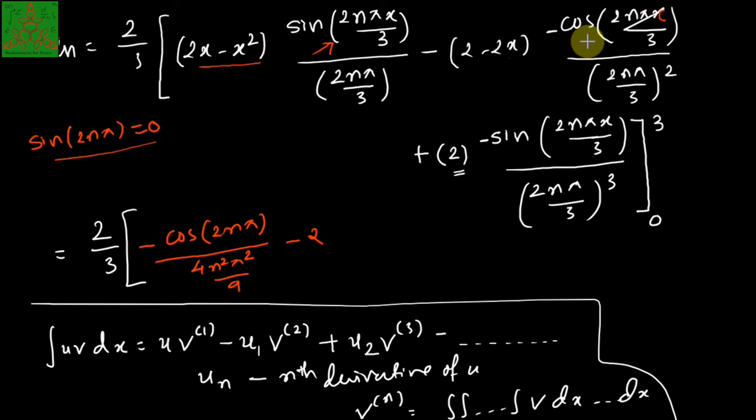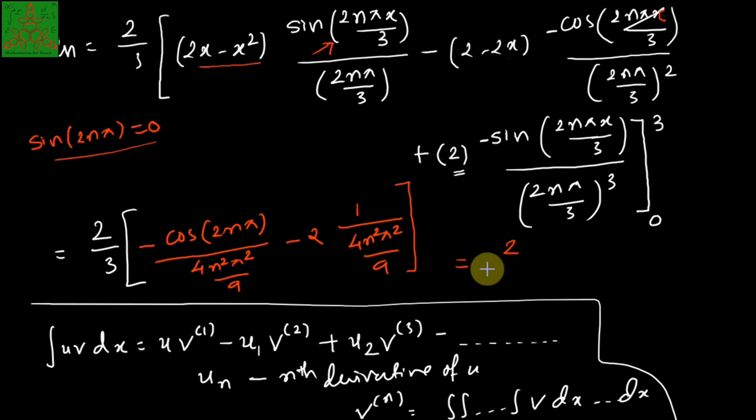It is 2 into cos 0, which is 1, upon 4n square pi square by 9. And when you substitute 0 here, sin 0 will be equal to 0, so that will also become 0. So finally, you will have this quantity. If you simplify this one, you take this 9 above, and this cos 2n pi is 1. So that's why it is 2 times. So altogether it is 3 times.